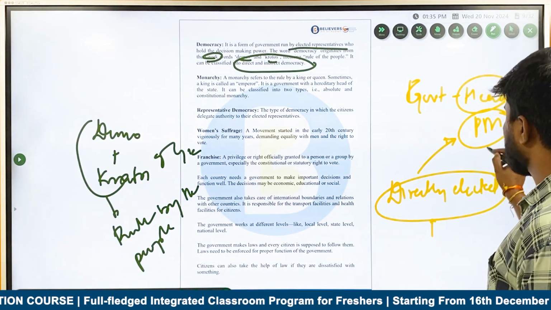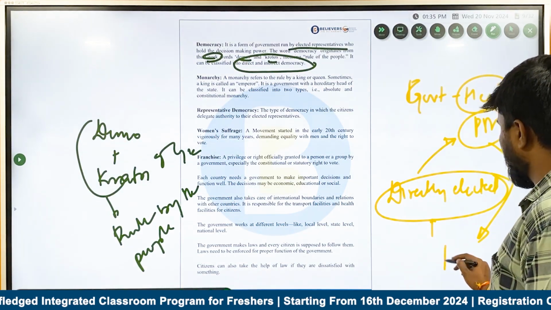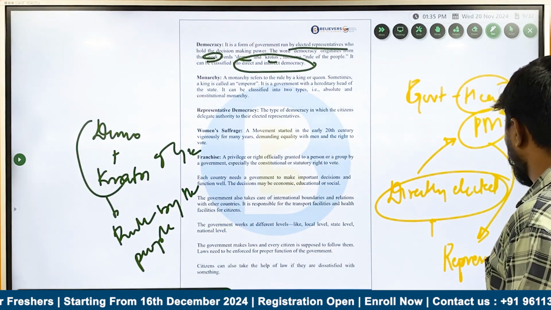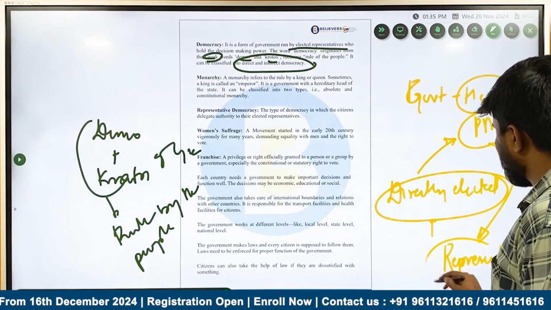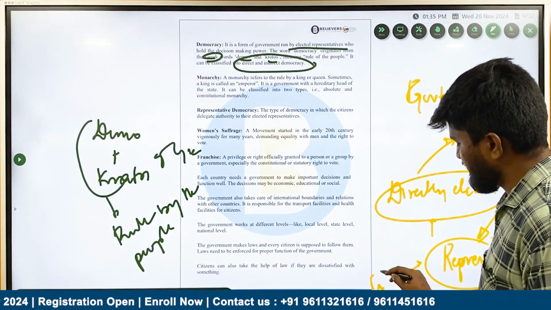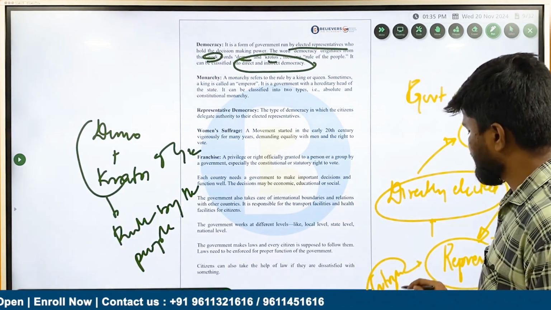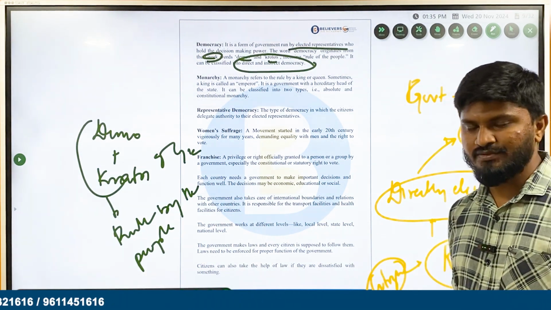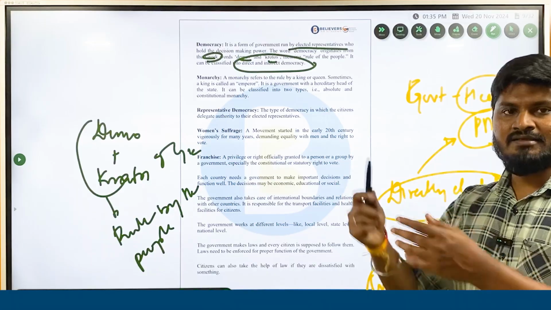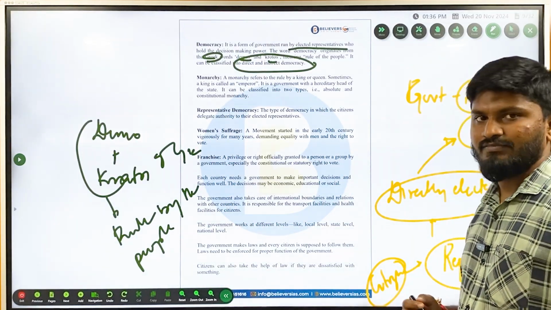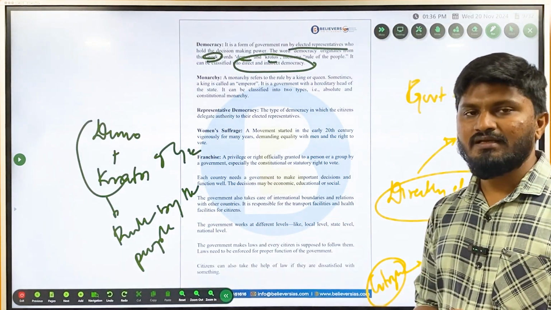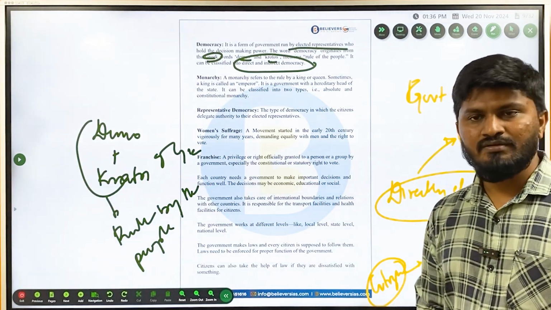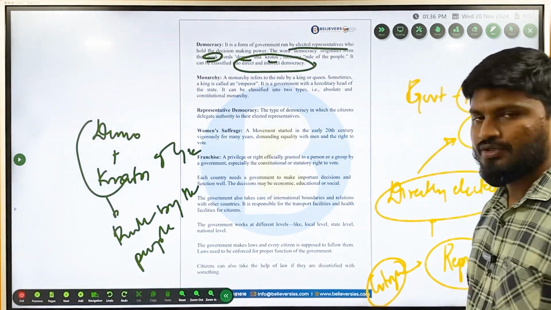And if this prime minister is elected by representatives who themselves are elected by citizens, then it is called indirect democracy. Okay, citizens elect representatives, those representatives elect the head, that is the prime minister. This is called indirect democracy. The best example for indirect democracy is India.